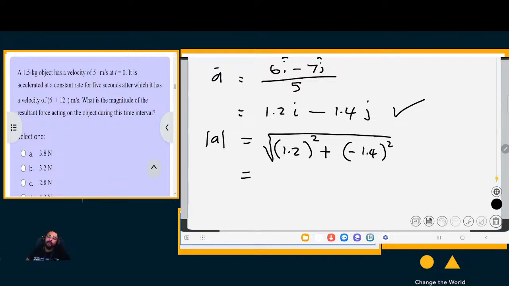Remember, we want the force. So if you were to do this, and I'm not going to do all of that, you can just punch it in your calculator exactly as it is, and you would get an acceleration of 1.84 meters per second squared. And that's your acceleration. But remember, they asked originally in the question, let me just go to it. They asked, what is the magnitude of the resultant force acting on the object during this time interval?